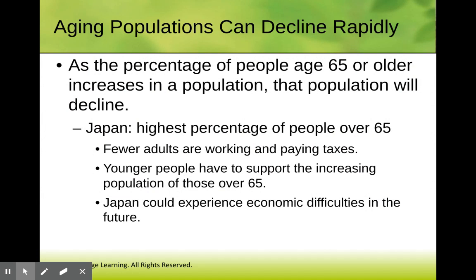And so, if we look at different aging populations, the United States is more balanced. What we see is that Japan has the highest percent of people over 65, right? And usually, if you have a higher population over 65, the population will decline. Again, you have more older people. Japan might see an economic problem because with everybody retiring around the age of 65, usually around 62 or 63 in the United States, fewer adults are working and paying taxes, right? So economically, that's not as great. Younger people have to support the increasing population of those over 65, and that could cause some economic difficulties.